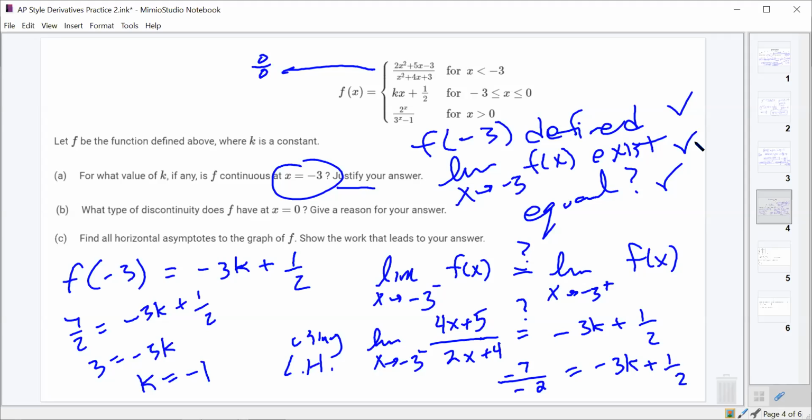Good or no? Yep. All right. Any questions on part A? So for part A, our answer would be k equals -1. Correct. It'd be k equals negative 1, and then your justification is literally all of this work.